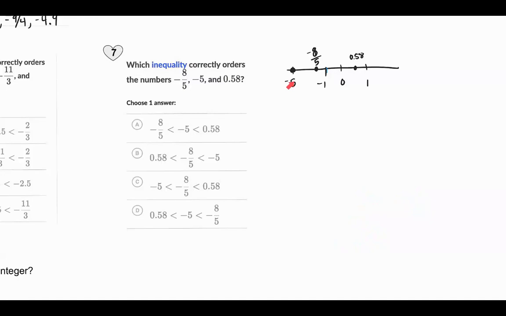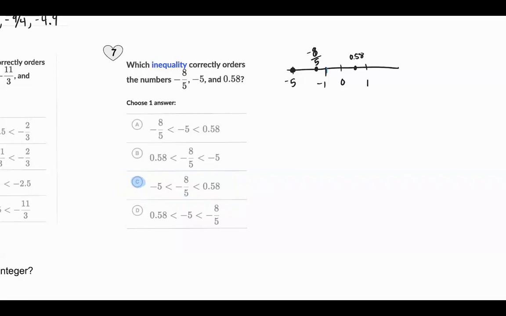This says -5 is less than -8/5, which is less than positive 58/100ths. So I just need to find which one shows -5, -8/5, and then 58/100ths. Here it is. So I'm going to go ahead and highlight this one as my answer, or you can put a box around it. Either one's fine.